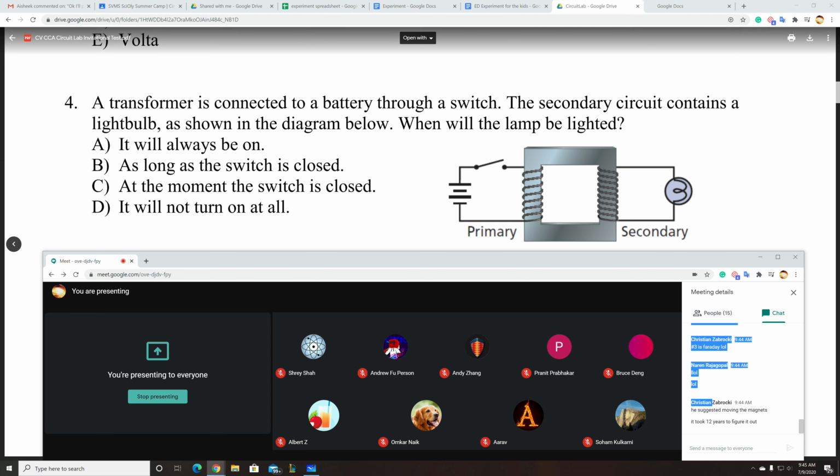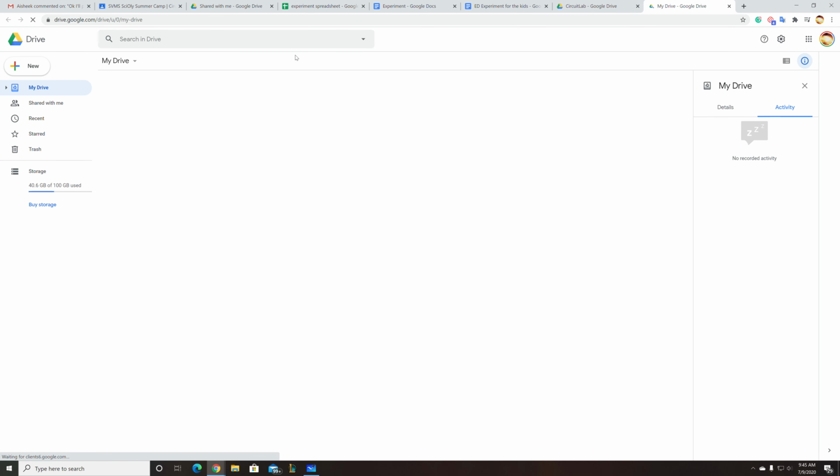A transformer is connected to a battery through a switch. The secondary circuit contains a light bulb, as shown in the diagram below. When will the lamp be lighted? Oh, I haven't taught you guys this actually. I think that's the answer. I'm pretty sure that's the answer. But just to confirm that I'm not being dumb, I'm going to find the answer key to this.